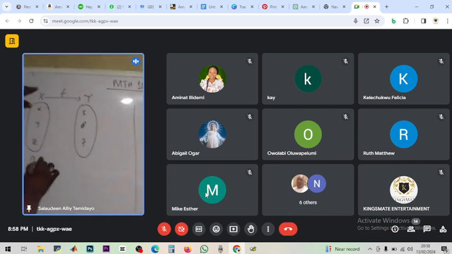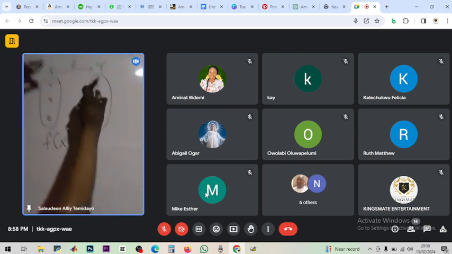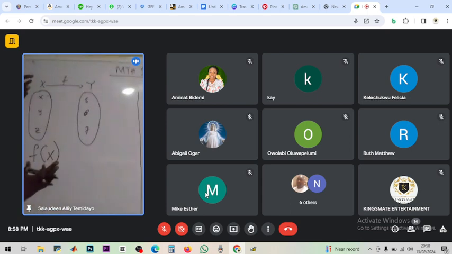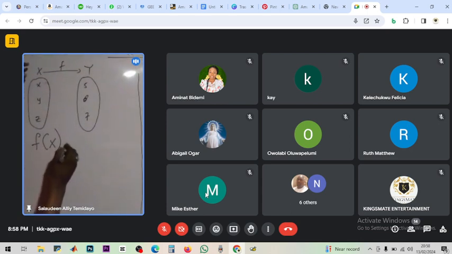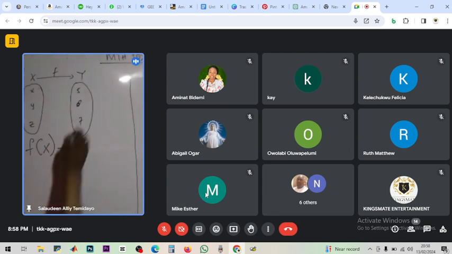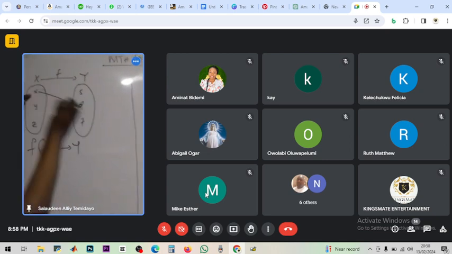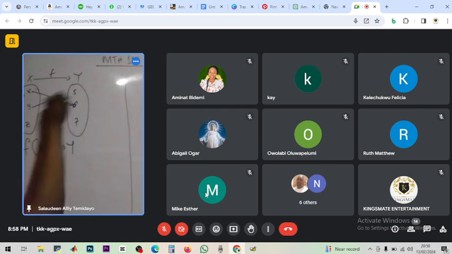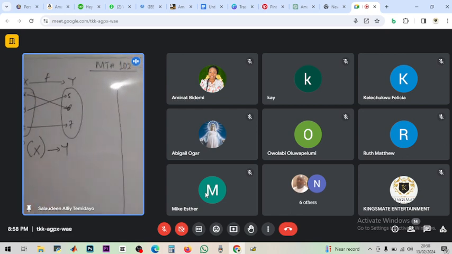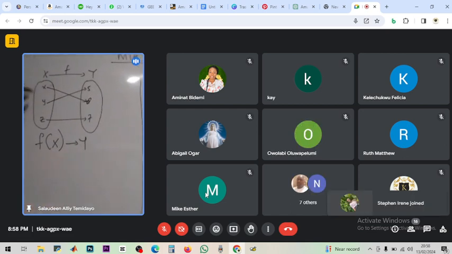So I have F of X. That means the image of X. This is the function, F of X. The image of X gives what? Y. So now the relationship is, let me use a one-to-one mapping. This one to this one, and this one to this one. This is a one-to-one mapping. So now look at it.